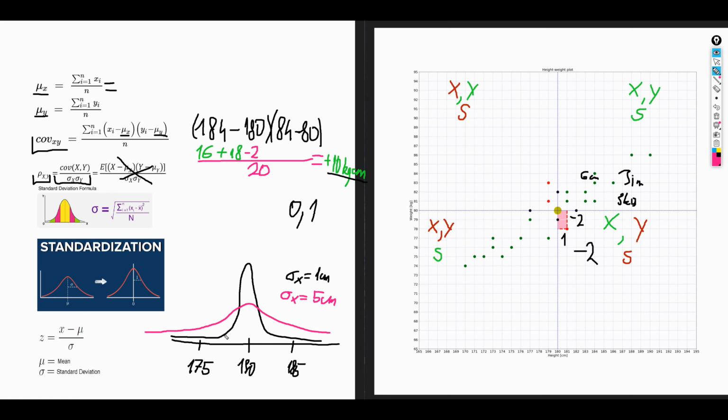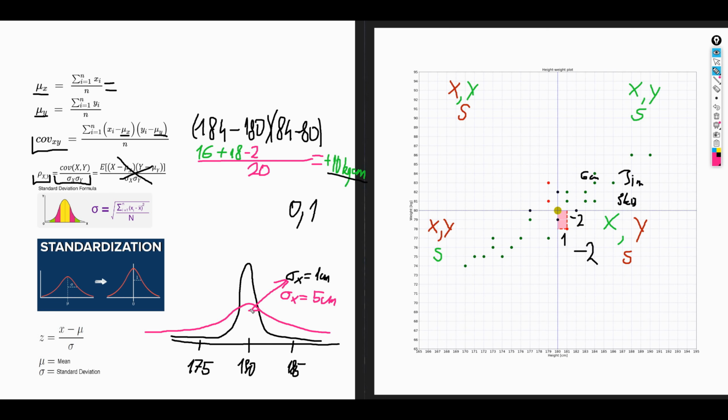So you would say those players with the black line are on average 180 centimeters plus minus 1 centimeter. That plus minus 1 centimeter is basically the standard deviation. We can see we have 1 centimeter here, so the standard deviation is 1 centimeter.